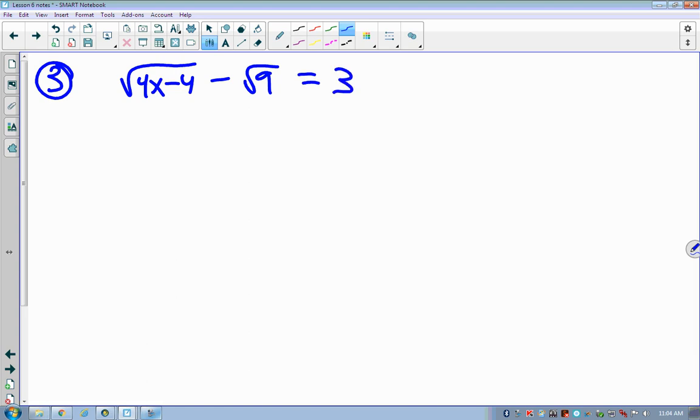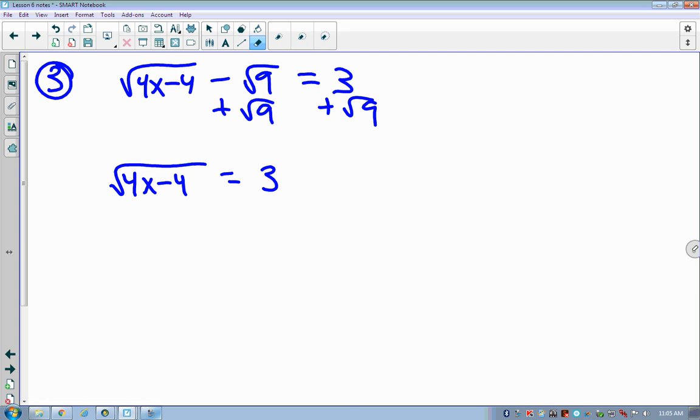equals 3. The first thing I want to do is isolate the radical that has my variable. So the radical 4x minus 4 is the radical with the variable. I'm going to move everything else over to the other side. How do I move negative radical 9? Add it, right? Add radical 9. So I have square root of 4x minus 4 equals 3 plus radical 9. But do I know what radical 9 is? 3. So what's 3 plus 3? So I got 6.